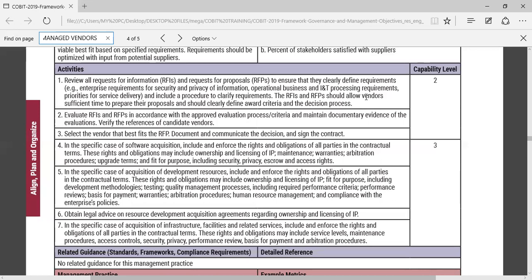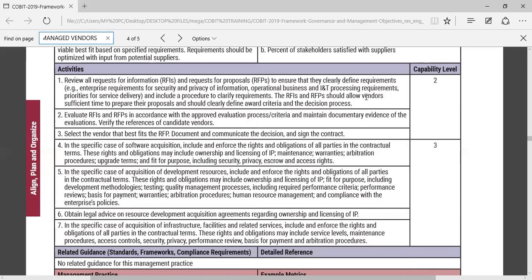Number six, obtain legal advice on resource development acquisition agreement regarding ownership and licensing of intellectual property. These are realities. You are hiring a vendor. This is the software we need, and you give the software requirements to the vendor. Who is the owner? So you have to get your lawyers involved, the vendors' lawyers, everybody has to meet and agree on ownership. If not, there's going to be a problem in the future.